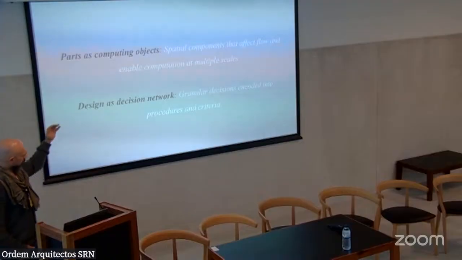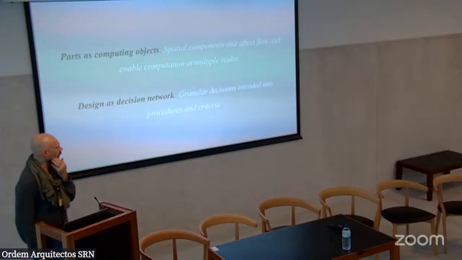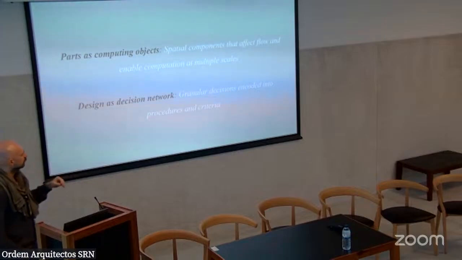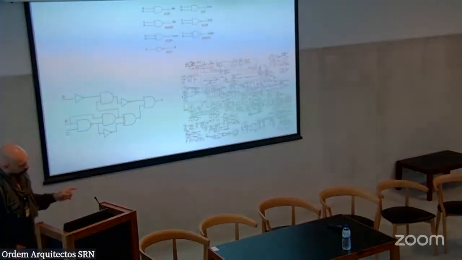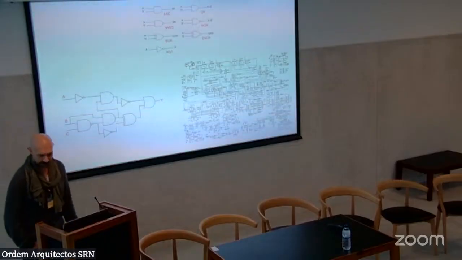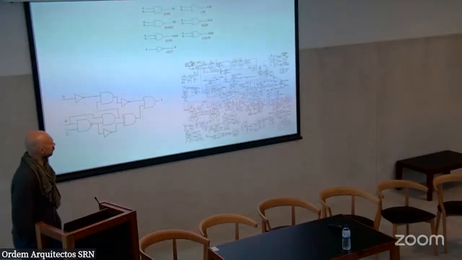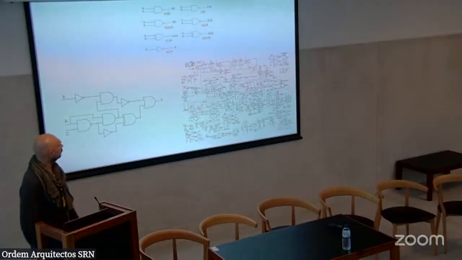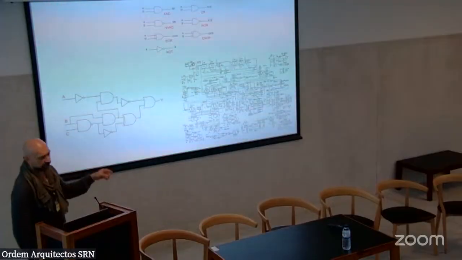So attached to this is a concept of conceiving design as a network of decisions, where you have granular decisions that are encoded into procedures and criteria. To better explain these two parts, I'm using this kind of, sorry, a little bit of a blunt metaphor if you want, but it kind of gets the point across. If you think about how computation works at the very basic level, I mean the very basic level, every chip in every computer is based on these 7 logical gates.